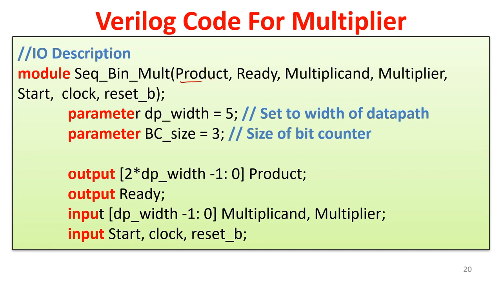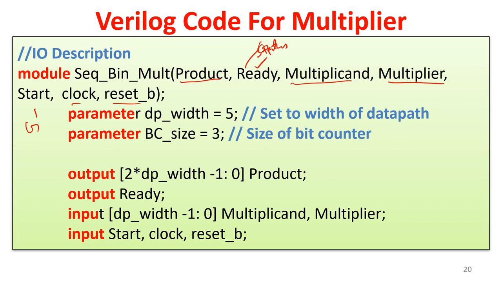How can we do it in Verilog code? The product is 2n bits. We have the ready signal, which shows the status, and this one is start. Start is actually go. In the earlier example, you had the go signal. Whenever G is equal to 1, it initializes and starts the process. We have two inputs, multiplicand and multiplier. We have clock and we have reset. Initially, it resets.